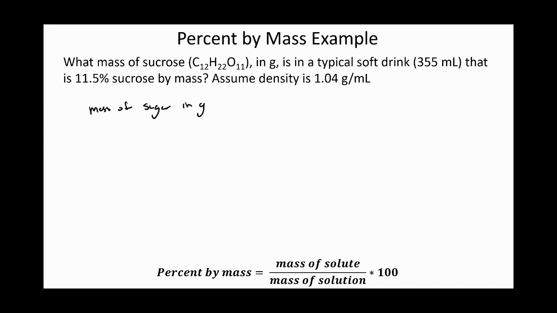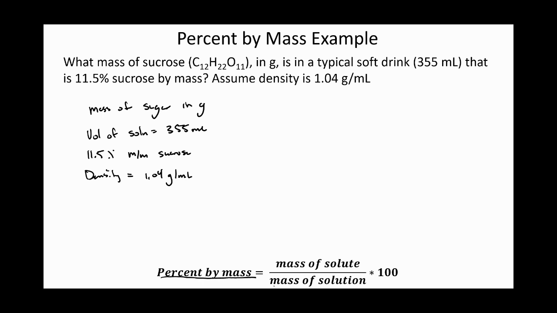In a typical soft drink, we know that the volume of solution is 355 milliliters, and that has an 11.5% mass over mass concentration of sucrose. And we can assume a density equal to 1.04 grams per mL. In this case, we don't have to do any conversion because everything starts in mLs. I'm given a percent by mass, so I'm given this thing right here. I'm given this mass of solution, or I have a way to calculate mass of solution.